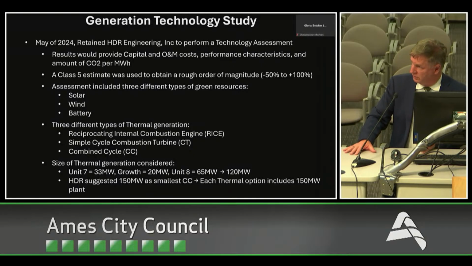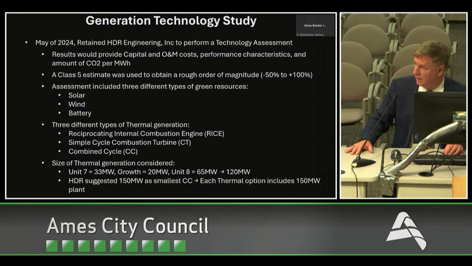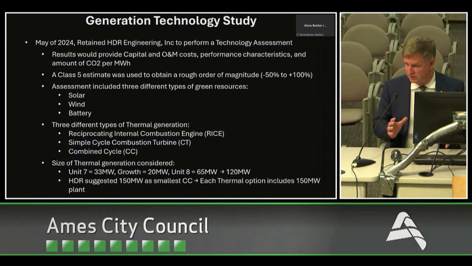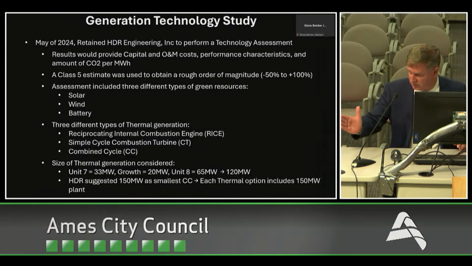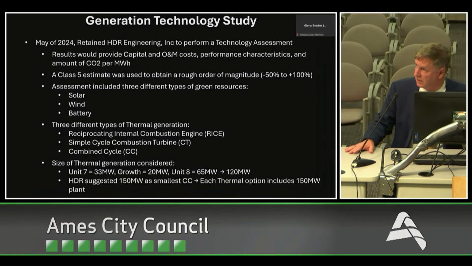We wanted to look at what's the capital cost, what are the typical O&M costs, performance characteristics of these, and then how much CO2 they would be producing per megawatt. It's interesting to note, they call this a class 5 estimate. So these are just in orders of magnitude. It's not like they say it's going to cost this, you can write a check for it. So it's minus 50% or plus 100%. So you're just looking at them relative to each other. It's not something you can go out and write a check for the next day.